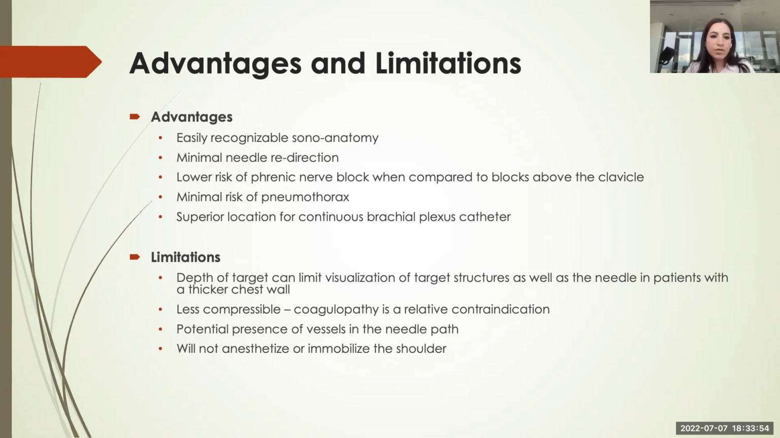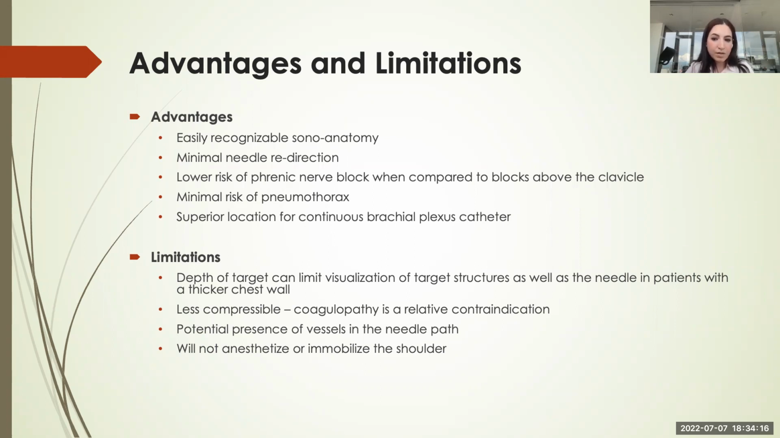The risk of phrenic nerve block is much lower compared to blocks above the clavicle. So highest with the interscalene, and about 50% of the time the phrenic nerve is blocked with a supraclavicular block, and far lower risk with an infraclavicular block. So it may be more suitable in patients with respiratory compromise.